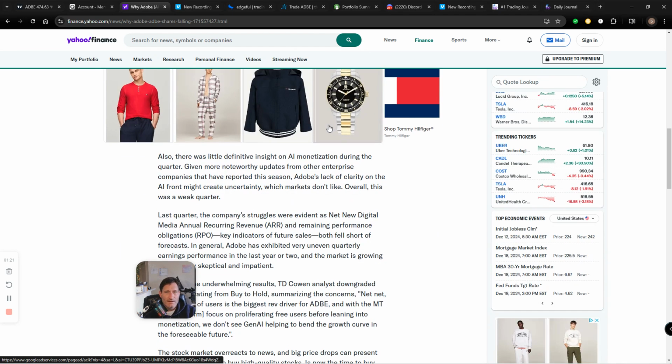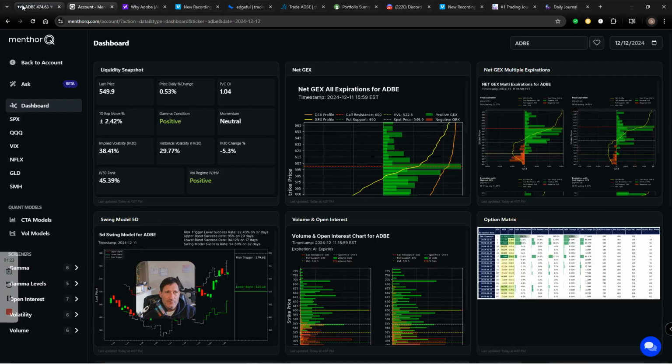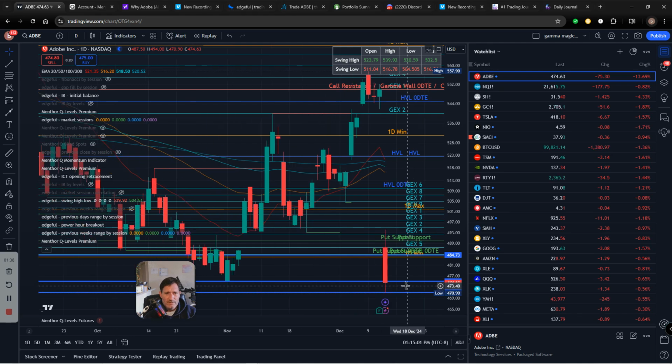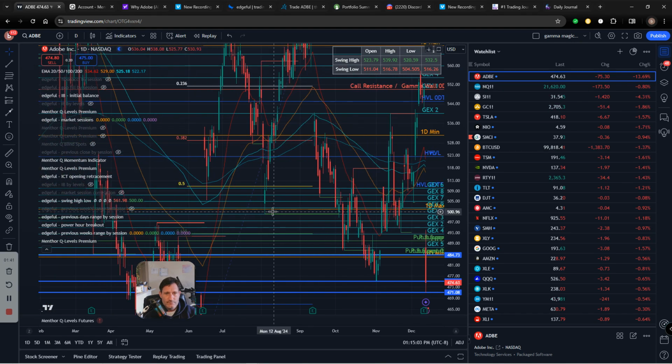So I don't know, this seems like an overcorrection to me. It could be wrong, but from 542 all the way down to 470, 70 point move. So I did see that this was testing this 475 level, which was a previous low back on November 1st. And so I acquired some calls there.